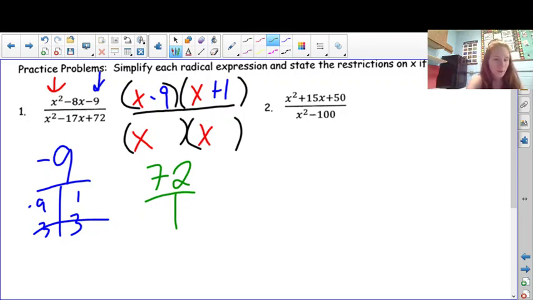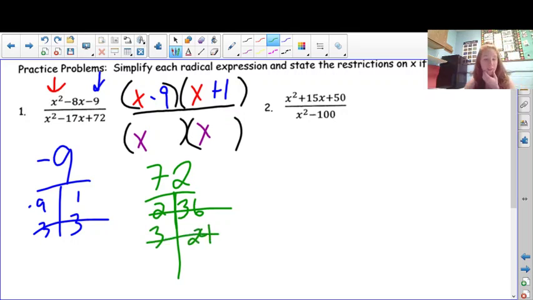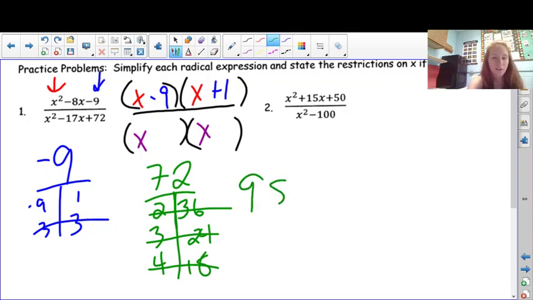What goes into 72? Well, obviously 1 and 72, but there's no way that's going to get us anywhere remotely correct. We've got 2 and 36. That's not going to work. We've got 3 and 24. Again, not close enough, but we're getting there. 4 and 18. Too close. Ooh, maybe about 9. 9 and 8 go in, don't they? Yeah, I think it's going to give me 9 and 8.